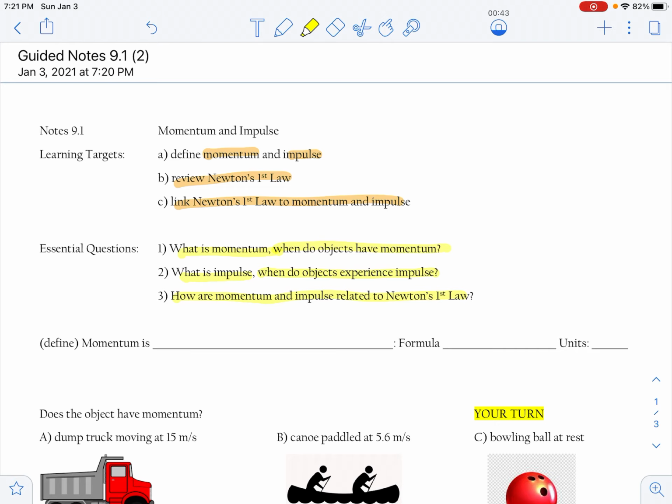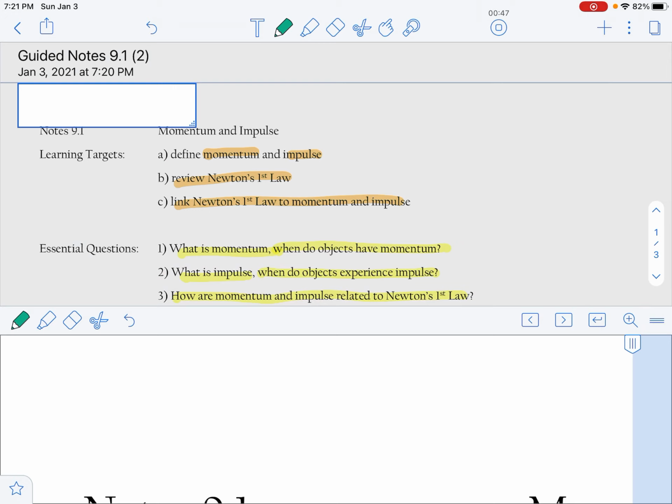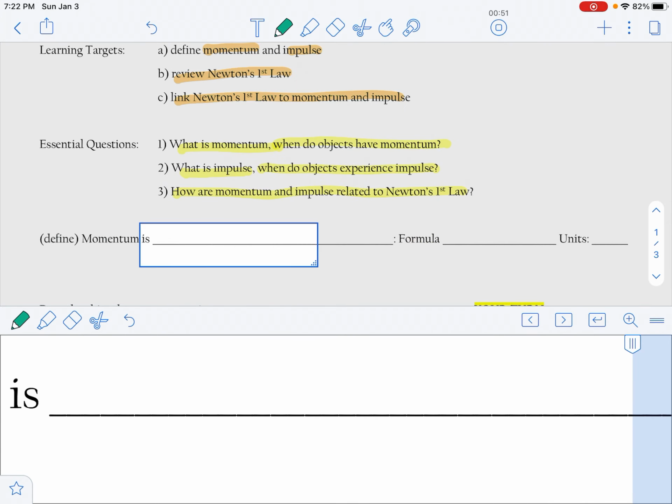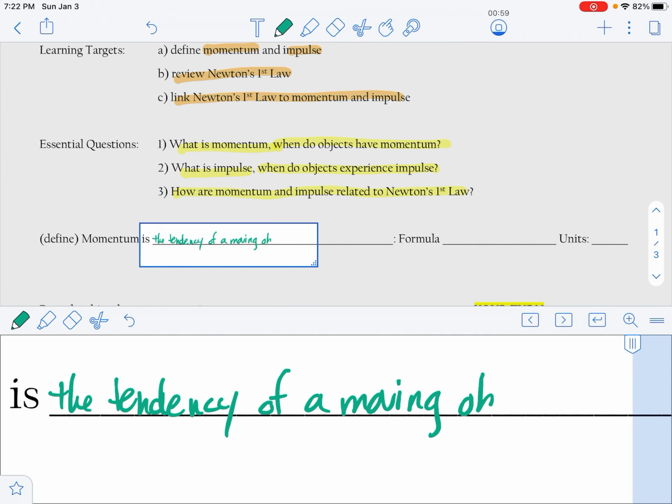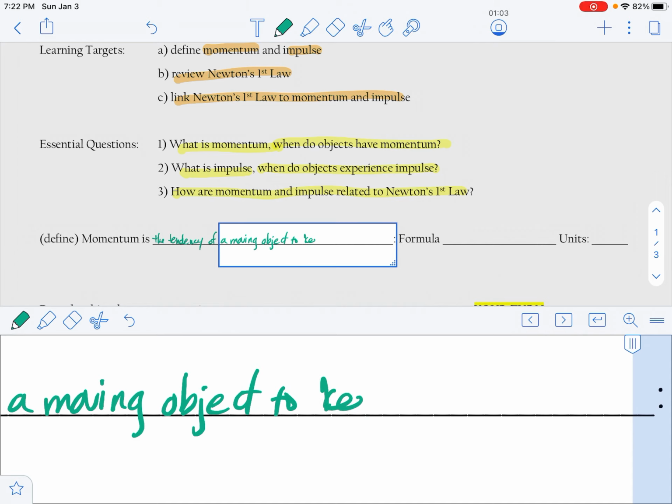We're going to define momentum. So momentum is, whoops, that's in the wrong place. Here we go. The tendency of a moving object to keep moving. And so you would say that a bowling ball rolling down a bowling alley is going to keep on rolling, right? It has momentum.